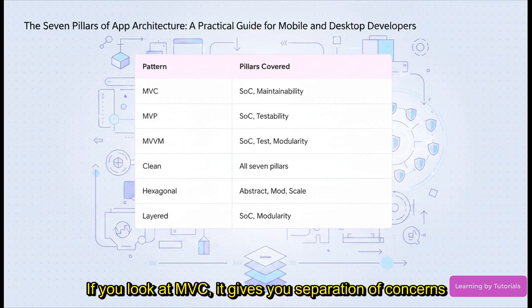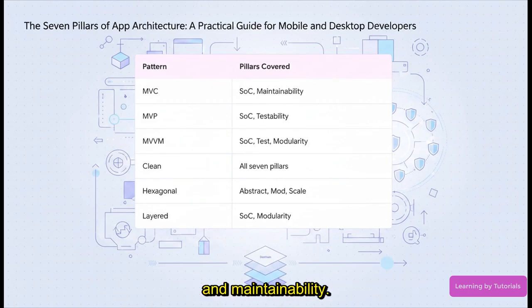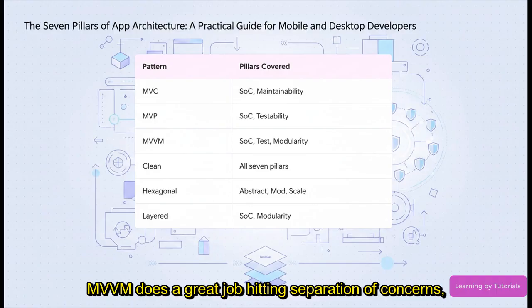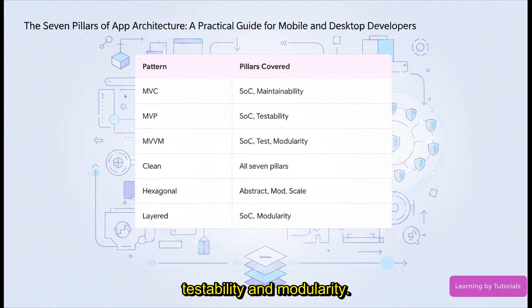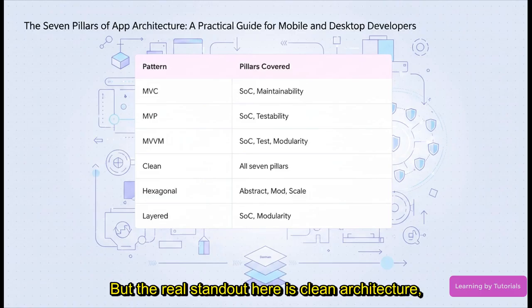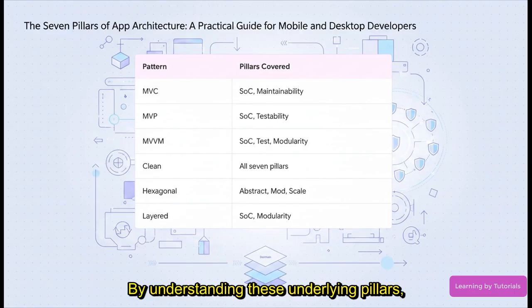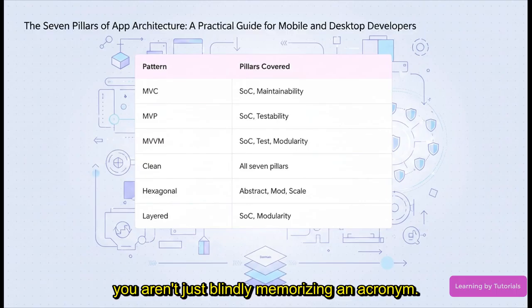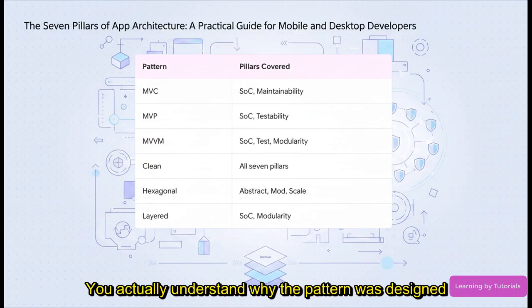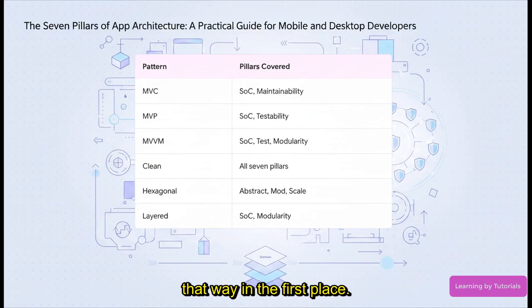If you look at MVC, it gives you separation of concerns and maintainability. MVVM does a great job hitting separation of concerns, testability, and modularity. But the real standout here is clean architecture, which is explicitly designed to enforce all 7 pillars simultaneously. By understanding these underlying pillars, you aren't just blindly memorizing an acronym, you actually understand why the pattern was designed that way in the first place.